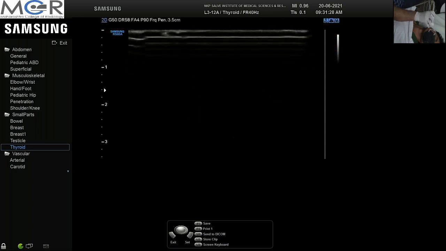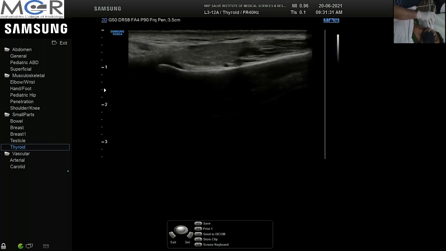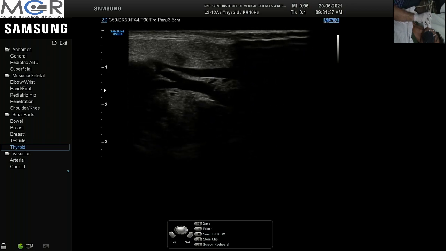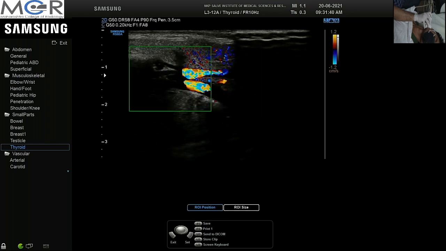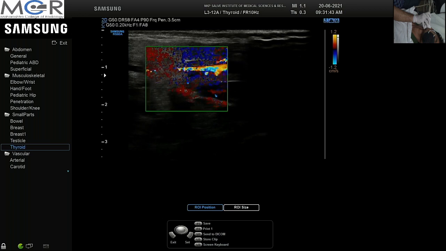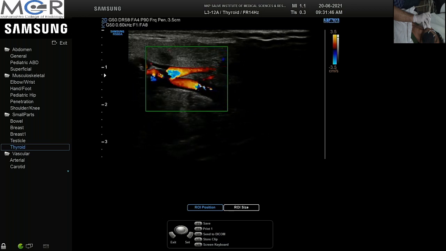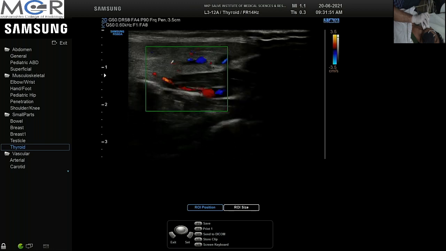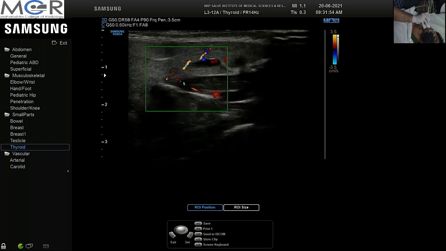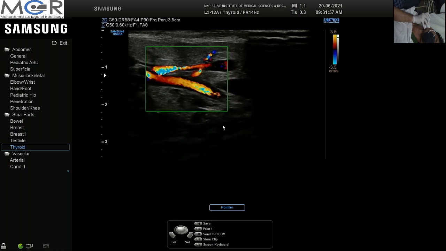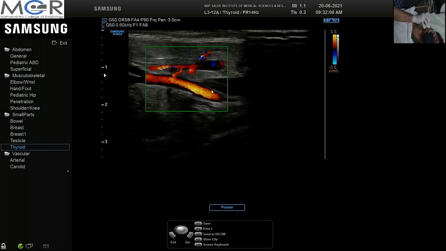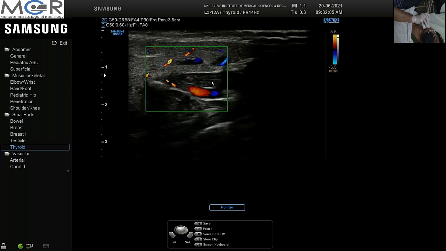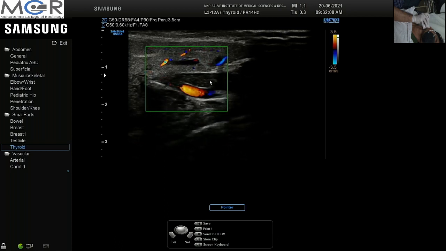So if I turn the probe longitudinally, I see the retromandibular vein and the external carotid artery. So the top one is the retromandibular vein and the lower one is the external carotid artery. As I go longitudinally downwards, I see that the retromandibular vein and the external carotid artery are separated by a muscle. So this muscle is the posterior belly of the digastric along with the stylohyoid muscle.